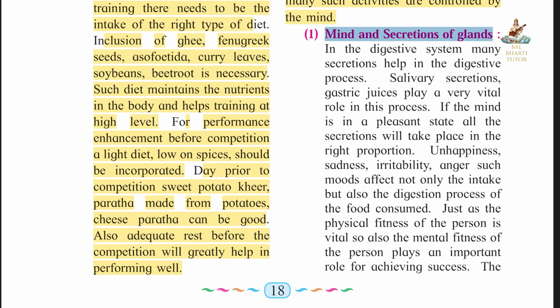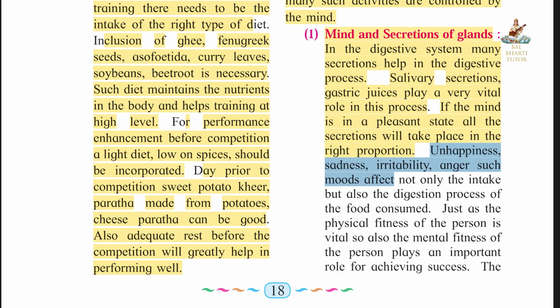First, mind and secretions of glands. In the digestive system, many secretions help in the digestive process. Salivary secretions, gastric juices play a very vital role in this process. If the mind is in a pleasant state, all the secretions will take place in the right proportion.